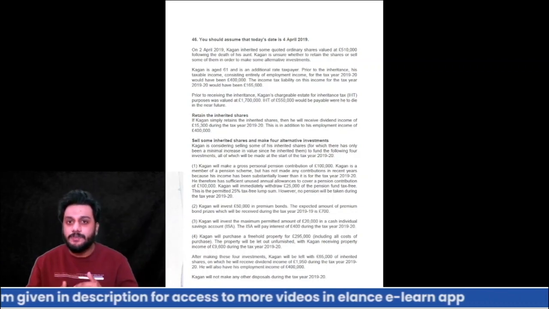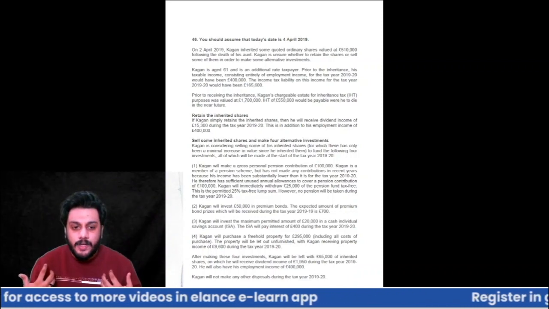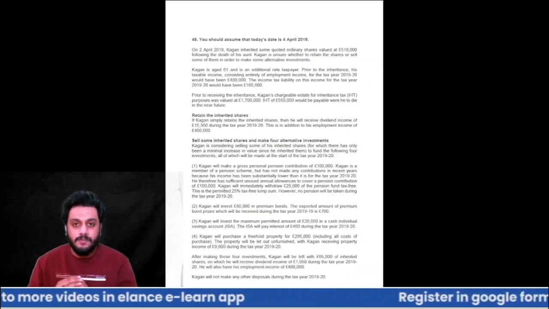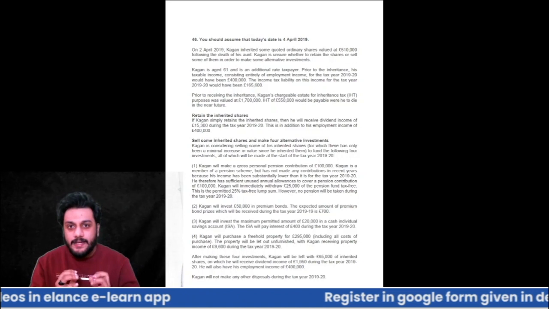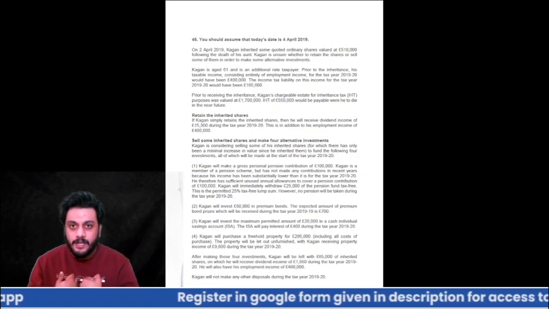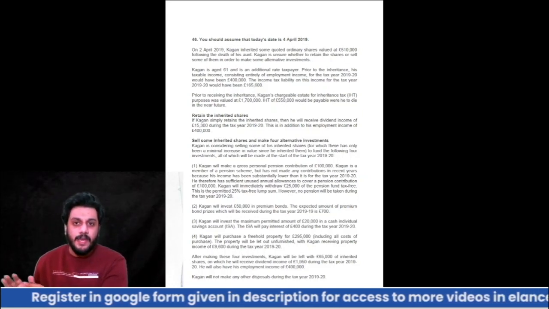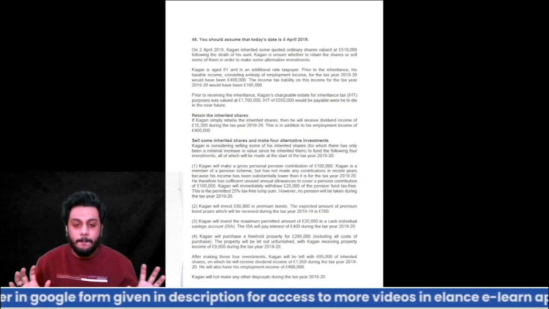Inherited means it is transferred due to the death of his aunt, and he had the shares valued at £510,000 with him. And currently, the issue which he is facing is he's unsure whether to retain the inherited shares or sell the inherited shares to realize the amount. Okay, so this is the main scenario.